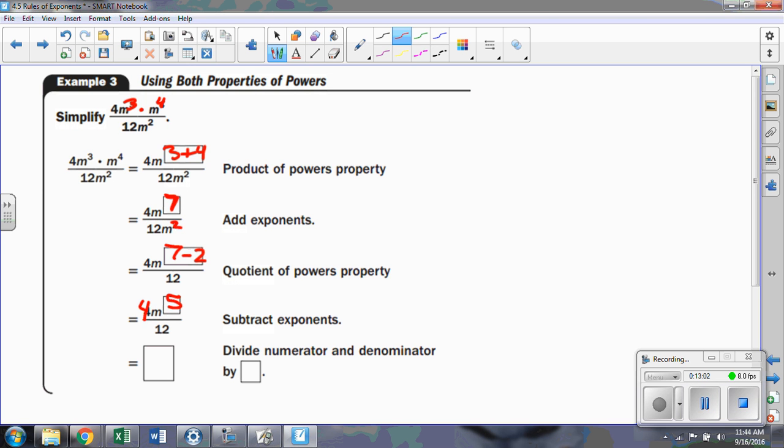Lastly, we would have to simplify our fraction, 4 over 12. If we divide it out by 4, that would give us 1 over 6. I'm sorry, 1 over 3. So m to the 5th over 3. And we're done. Once again, all of this stuff here is providing each and every single little step. We have the ability to put these things together and combine steps.